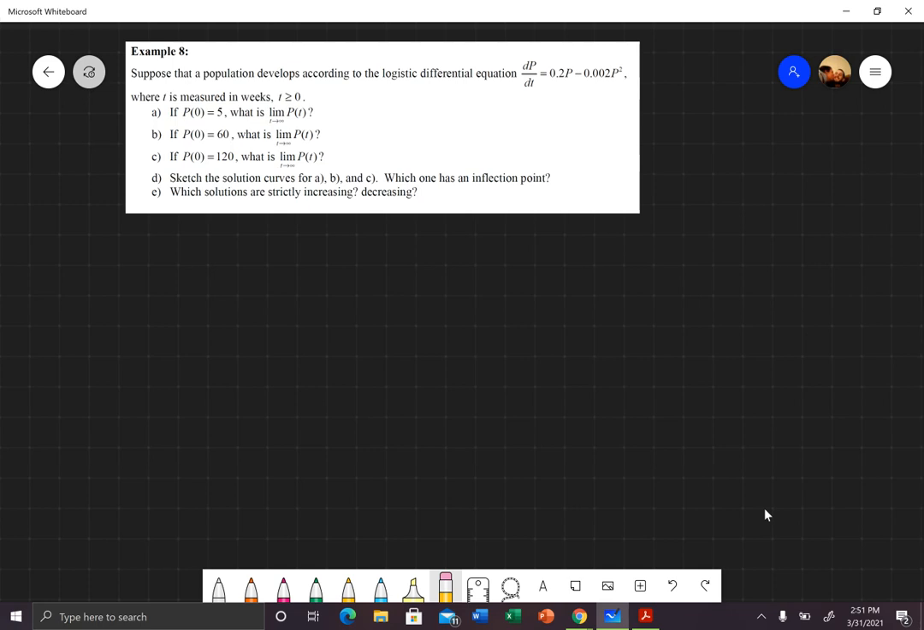All we're concerned with is, as t goes toward infinity, what's going to happen with this problem. So we don't really care where we start from, if P of 0 equals 5 or 60 or 120. What we care about, at least in the first part of this, is what happens when it goes toward infinity. What we do know is that they're all going to approach a limit, based off of our rough sketch of a logistic growth model. We know roughly that logistic growth is going to approach some kind of limit, right?